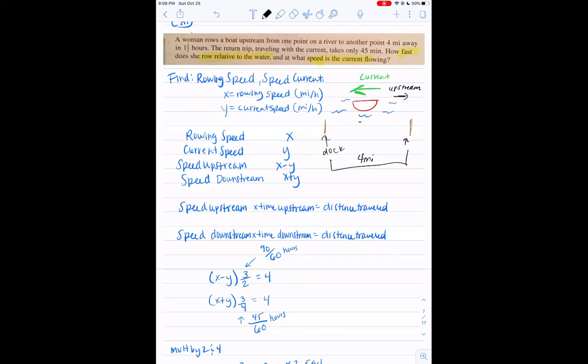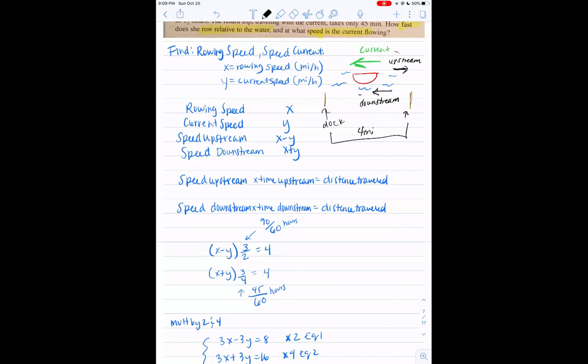When I'm going upstream, I'm actually working against the current, because the current is flowing this way and I'm going this way. The current is the green arrow. So I subtract the current speed from my rowing speed because they're working against each other. And my speed downstream, when I'm going downstream, I'm working with the current. The current is helping me go faster, so the speed is combined. So I have x plus y.